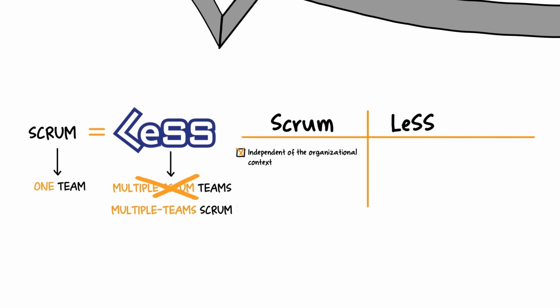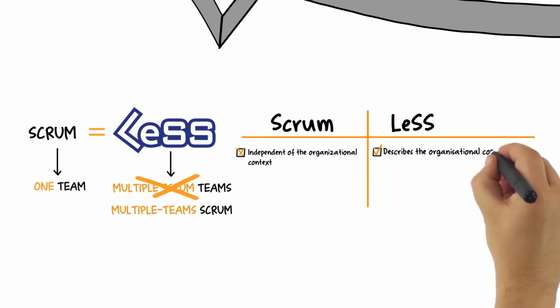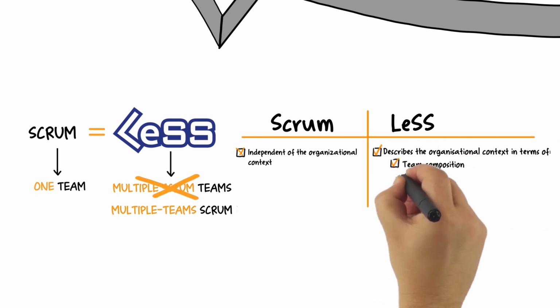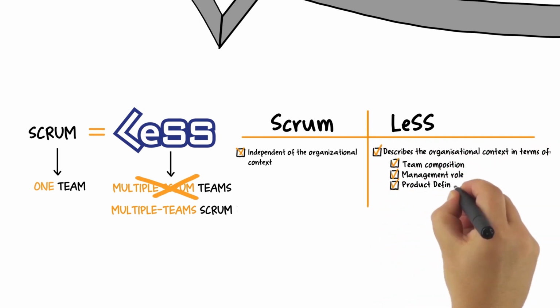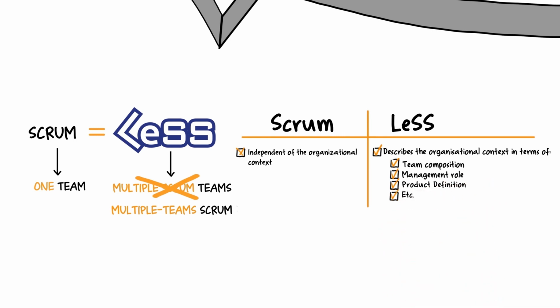LeSS is completely different here. LeSS describes how the context needs to be. It describes how the organization introducing LeSS needs to be. It imposes context on the organization. The role of management is a good example. There is no manager role in LeSS, but there will be managers in an organization, and therefore LeSS has opinions on what they should be doing. This means that unlike Scrum, it acknowledges context and makes requirements for the given context.